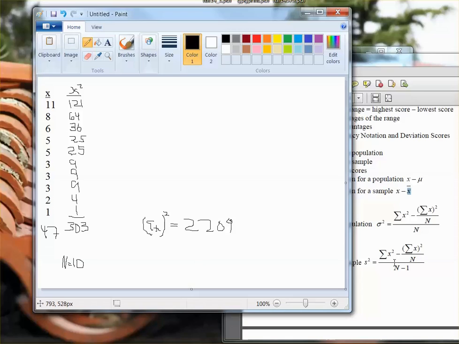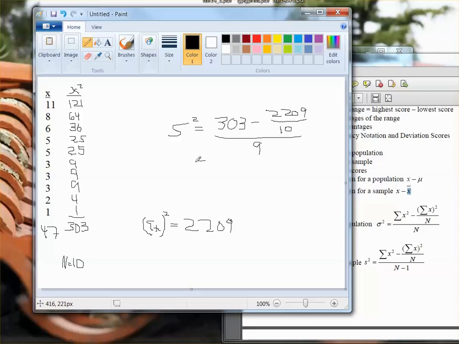So once we have these values, you just substitute them in. So s squared is equal to the sum of x squared, well, that would be this 303 number, minus 2209 divided by n, which in this case n is 10. And that's all over n minus 1, or 10 minus 1, which is 9.